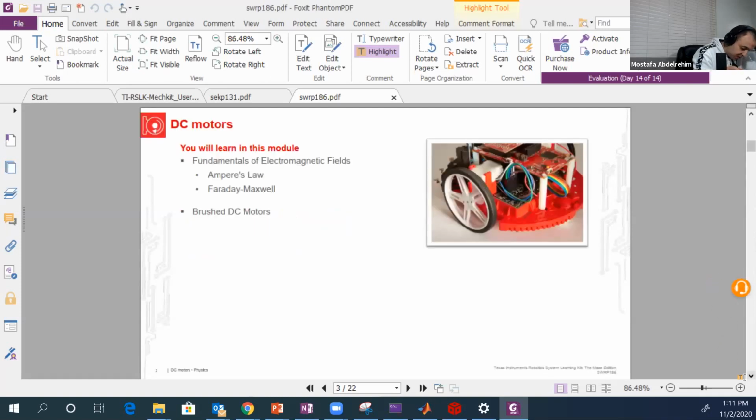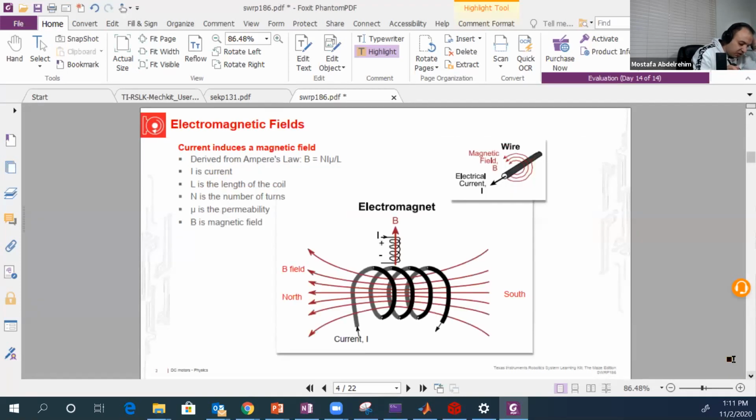Let's skip this. We're gonna use Ampere's law, Faraday's and Maxwell's. If you have a wire with a current flowing in it, a magnetic field is induced. If the current is zero, there will be no induced field, but once you have a current, you will have a magnetic field like this.